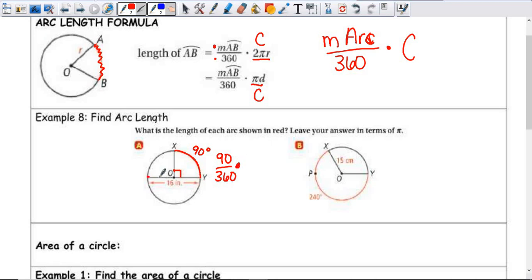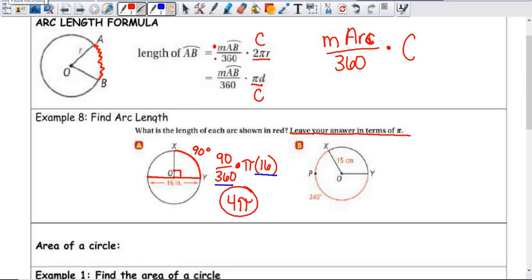And I was given that this whole thing is 16, so that's a diameter. So let's go ahead and use pi times diameter. It says leave your answer in terms of pi. So I will just do only the math parts of this, the number parts. 90 divided by 360 is 1/4. And then 1/4 of 16 is going to be 4. So I can call this 4 pi.